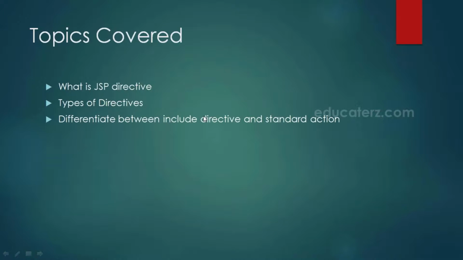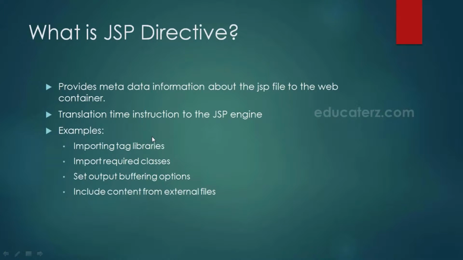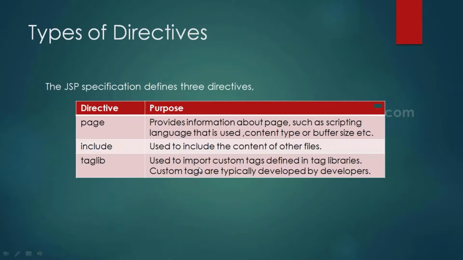In this video, we are going to learn about JSP directive and different types of directives and differentiate between include directive and include standard action. So basically a JSP directive provides the metadata information about the JSP file to the web container. It is a translation time instruction to the JSP engine. For example, importing tag libraries, importing required classes, setting buffering options, and including content from another external files.